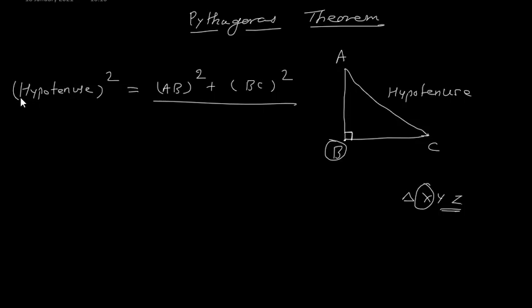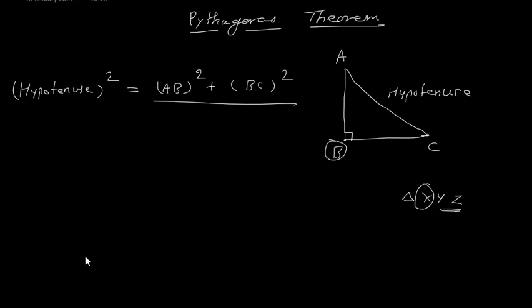Now hypotenuse is the longest side in case of a right angle triangle. In a right angle triangle, hypotenuse is the longest side. Now, if you have a question where three sides are given and they ask you to check whether it is a right angle triangle or not, then what will you do? You will find the square of the longest side and the sum of squares of the other two sides. If the square of the longest side is equal to the sum of squares of the other two sides, then you will say that the triangle is a right angle triangle.